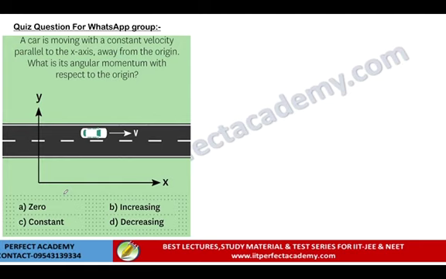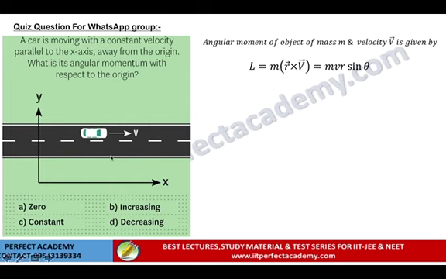in a direction parallel to the x-axis. So basically the road is parallel to the x-axis and the car is moving with constant velocity v, and they are asking you what will happen with its angular momentum, whether it will be zero, increasing, constant or decreasing. Now, as we can understand quite easily, this question is based on mechanics and the concept of angular momentum. Let's try to understand first of all what angular momentum is.